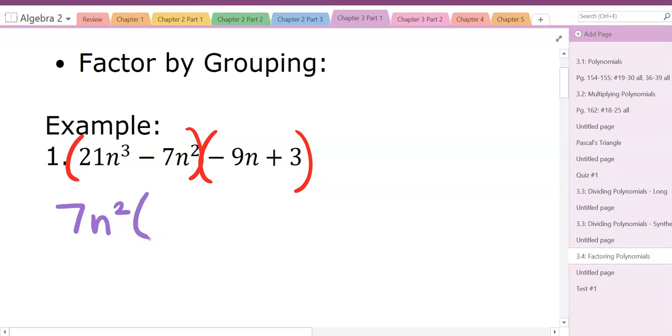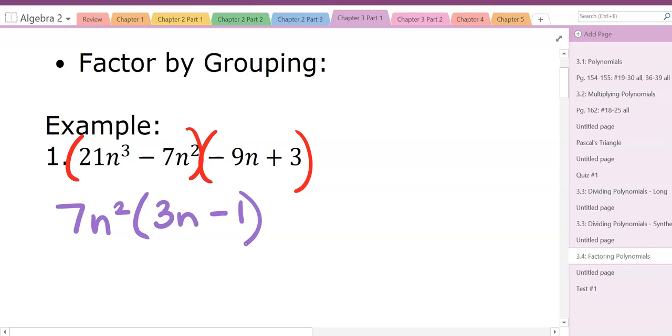So what's left from the first set is 21 divided by 7, which leaves you with 3. If I have n to the third and I took away 2 of them, then I'm left with just an n. And from the next piece, I took away the 7 and I took away the n squared. That doesn't make it a 0 though. That makes it a 1. Remember, anything divided by itself is 1. So we're going to have 3n minus 1 left.